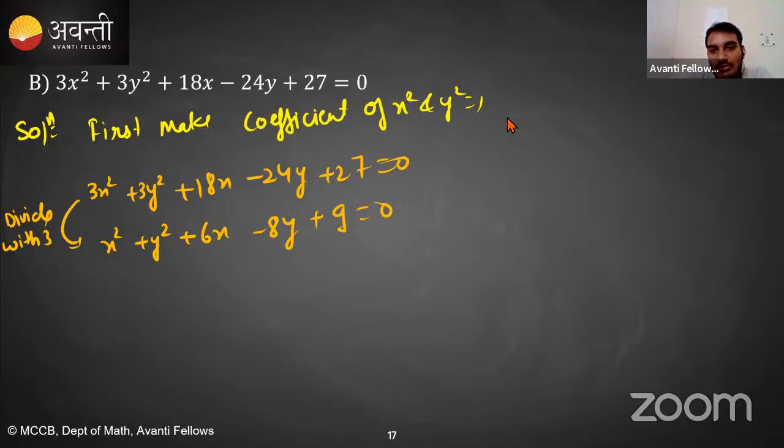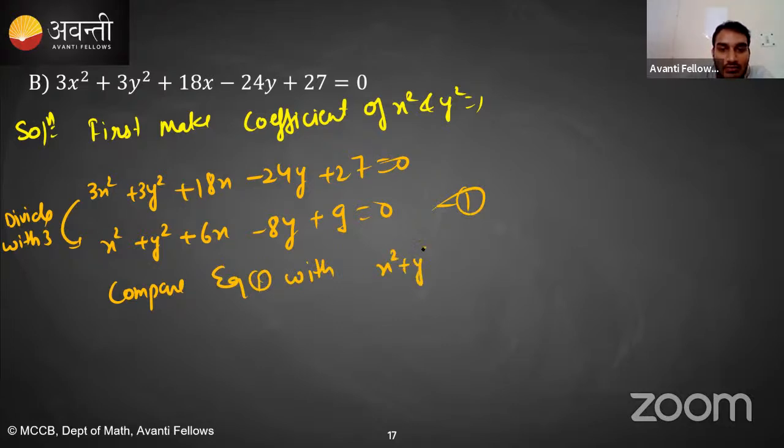Yes, very good, JNV Chitra Durga. JNV Ballari, check your answer. Yeah, coefficient of xy is already 6. Then how it can? Okay. Now I got it. What you did? You didn't make the coefficient of x square and y square 1. Okay. Now compare equation 1 with x square plus y square plus 2gx plus 2fy plus c is equal to 0.